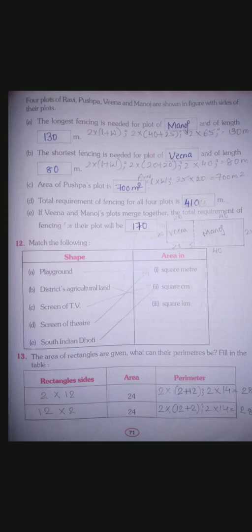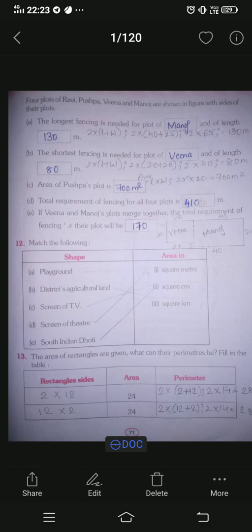Okay children, so you see here, playground has been matched with square meter. District agricultural land is matched with square kilometer. Screen of TV is matched with square centimeter. Screen of theatre is matched with square meter, and South Indian dhoti is matched with square centimeter.